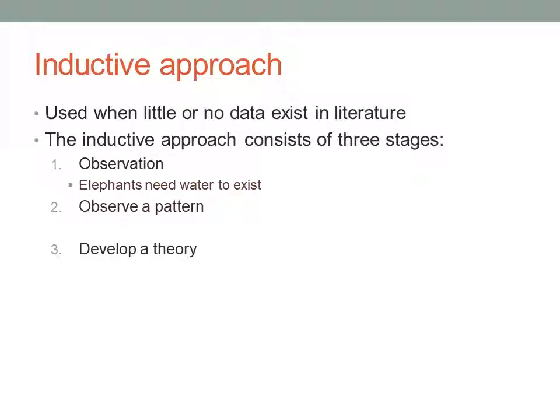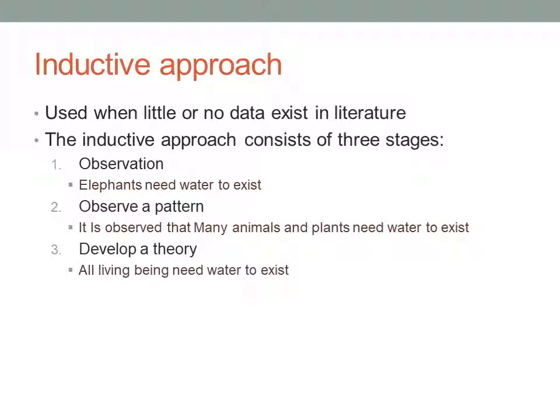You also observe there are many animals and plants that need water to exist. Okay, you now go to a different experimental setup and observe an observational pattern. So, many animals and plants need water to exist. Yes or no? Yes. So, you all have observed this pattern. So, what is the theory that you can develop? All living beings need water to exist.